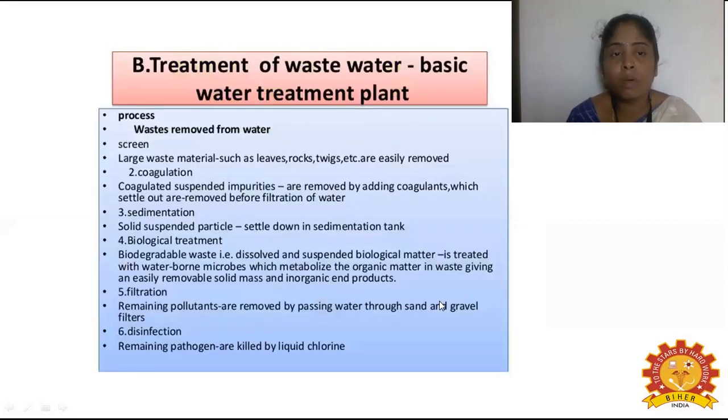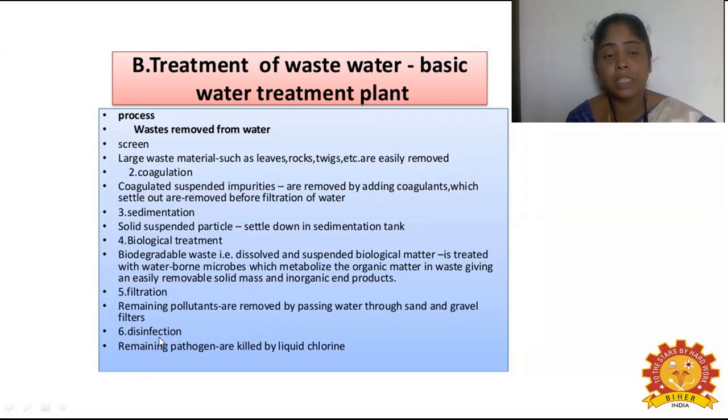So when you talk about wastewater treatment, the waste has to be removed from the water so that it can be reused, or recycled, or used for watering plants in gardens or something else, right? So how can this be done? This can be done with the help of screening, where large waste material like leaves or rocks can be easily removed, and with various techniques called screening, coagulation, sedimentation, biological treatment or filtration, and disinfection.